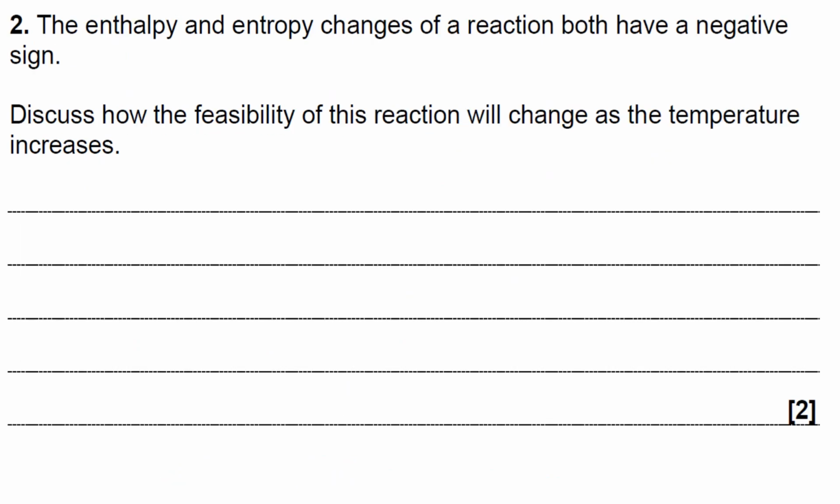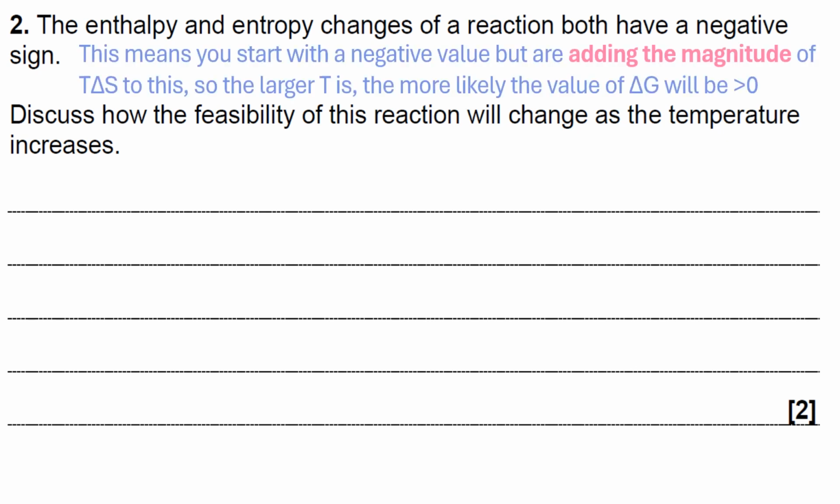So here's a different approach, a 2 marker. It says the enthalpy and entropy changes of a reaction both have a negative sign. So this means you start with a negative value for delta H, but are adding the magnitude of T delta S to this because it's minus T delta S with delta S being negative, so 2 minuses make a plus. So the larger T is, the more likely the value of delta G will actually end up being greater than 0.